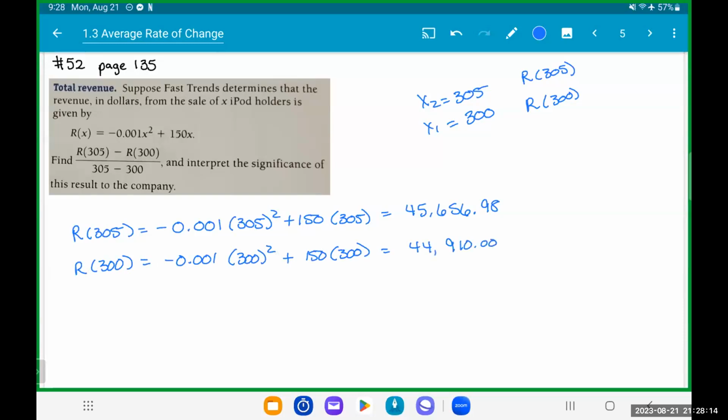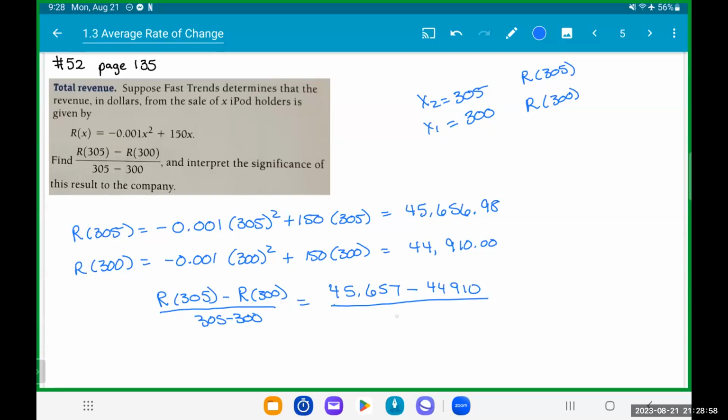And that's going to give me a value of 44,910. Okay. So now when I do R of 305 minus my revenue evaluated at 300, divided by 305 minus 300, that's going to be 45,656.98 minus 44,910, divided by 5, and that's going to give me a value of about $149.40. So what does that mean, right?